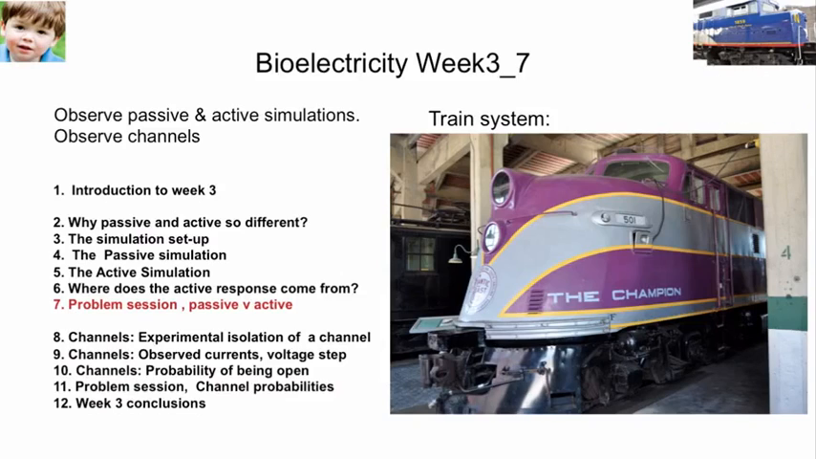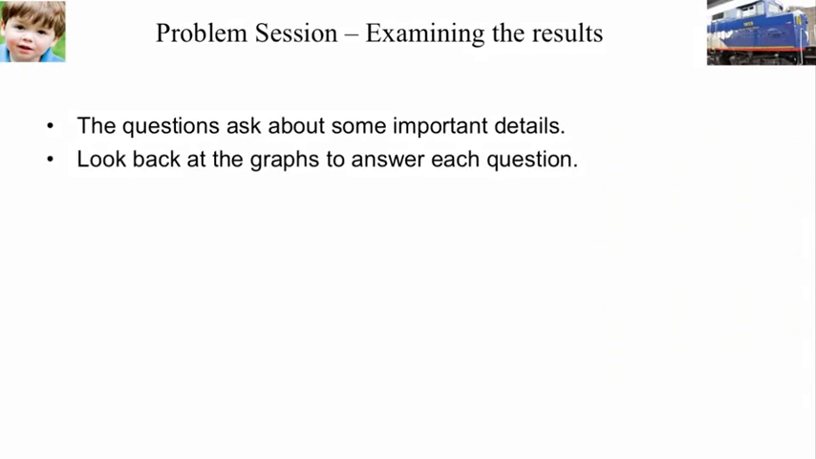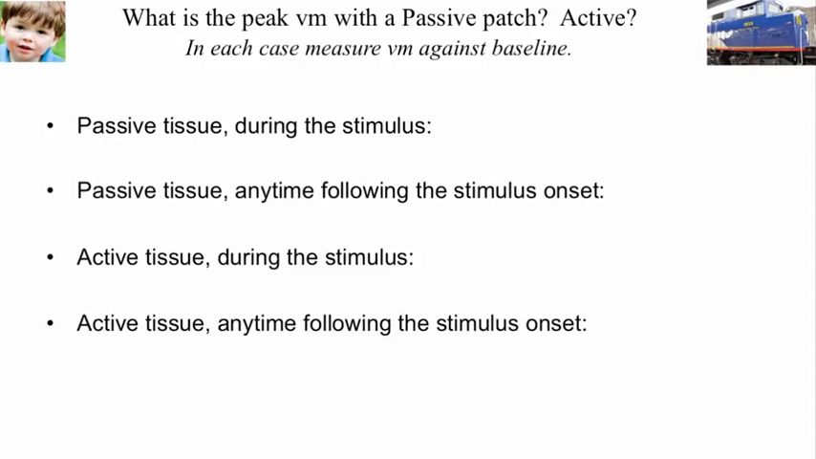This is a problem session, and I thought it would be useful to examine the results. Let's try to quantify some important details by looking at the graphs for the simulations. First, what are the peak values? We'd like to know the peak voltage relative to the baseline. That's what we're calling VM. We're using VM with the lowercase v as voltage against the baseline.